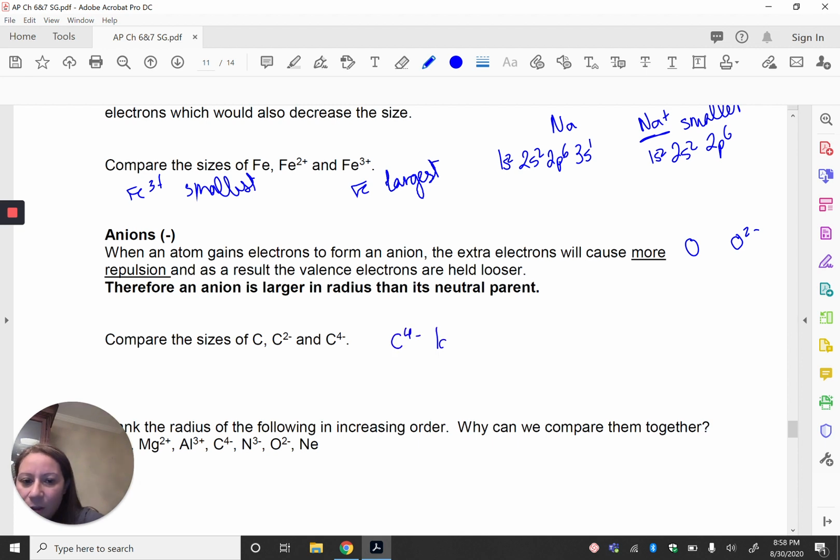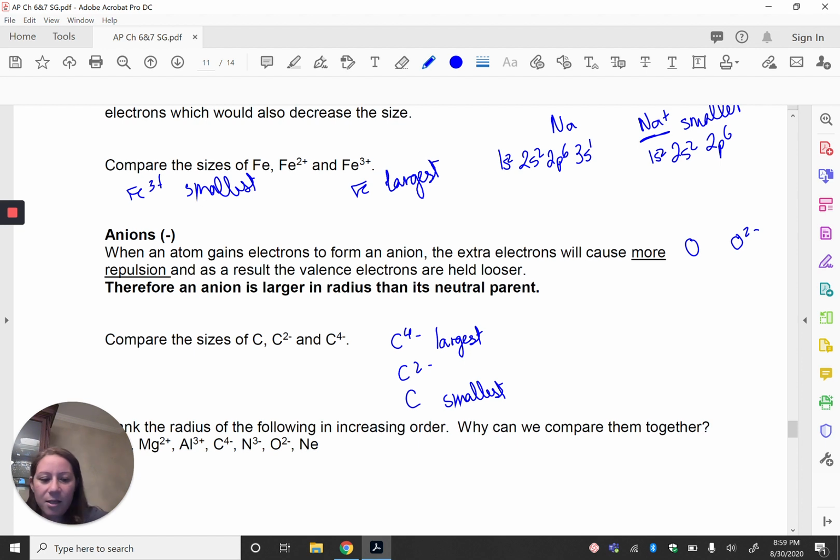So if we were to compare these here, C4 minus would be the largest, followed by C2 minus, and then neutral will be the smallest. And you'd use this reason here. This has 4 extra electrons, so more repulsion, so less attraction between the nucleus and the valence electrons. All right, so when we were comparing these, all of these have the same number of protons. They just have different numbers of electrons. Here, they also have the same number of protons, just different numbers of electrons.